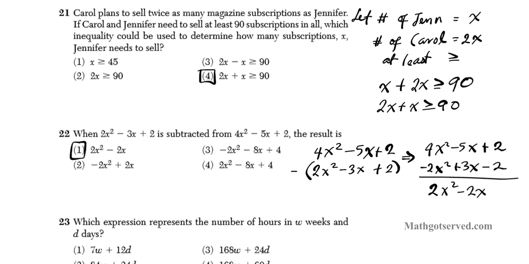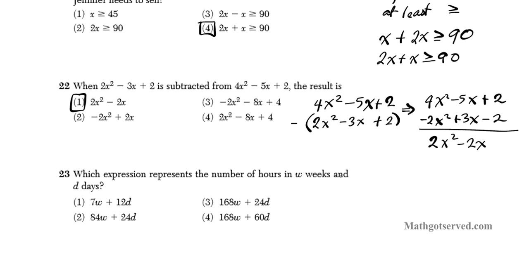All right, let's move on to question 23. It says, which expression represents the number of hours in W weeks and D days? So we just need to find the number of hours in a day and the number of hours in a week, and then we can write down the expression. First of all, we know that there are 24 hours in one day, and there are 7 days in 1 week.